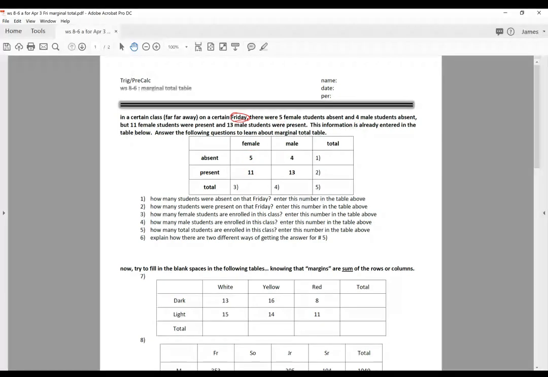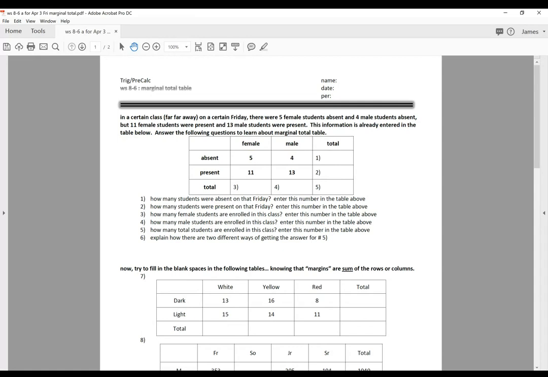So if you look at number 1, how many students were absent on that Friday? So Friday is not important. So how many students were absent? If you go across the row for the absent, there are 5 female absent and 4 male absent. So together is 9 absent, including both female and male. So the words over here, that's what's describing the number of people that you're counting. And usually you add. Sometimes you have to subtract, so be careful.